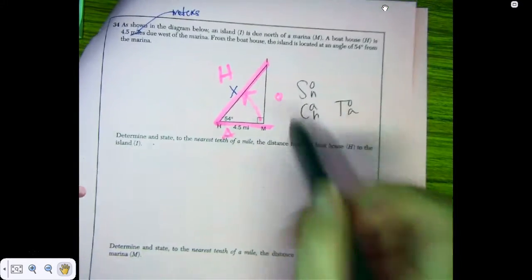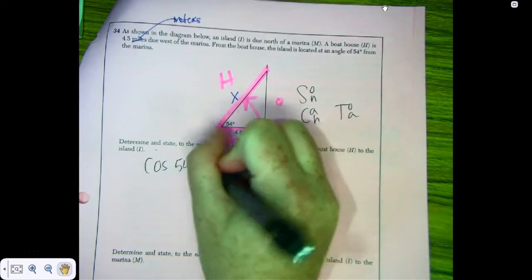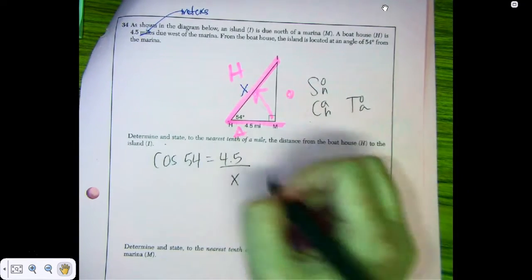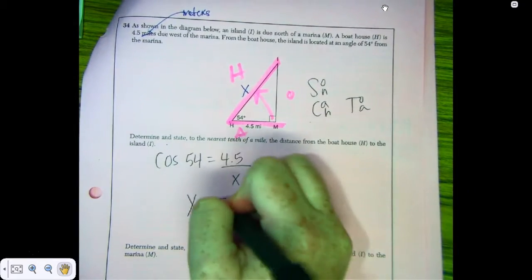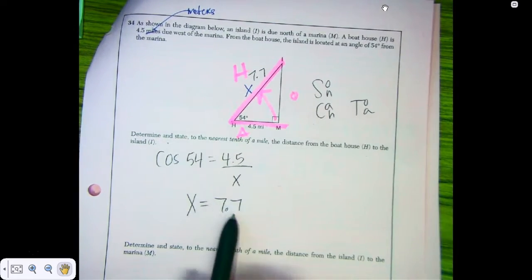I'm using cosine here. So cosine of 54 is equal to the adjacent over the hypotenuse, which I don't know. I'm going to put that into NSolve. I'm going to round to the nearest tenth. X is 7.7. All right.